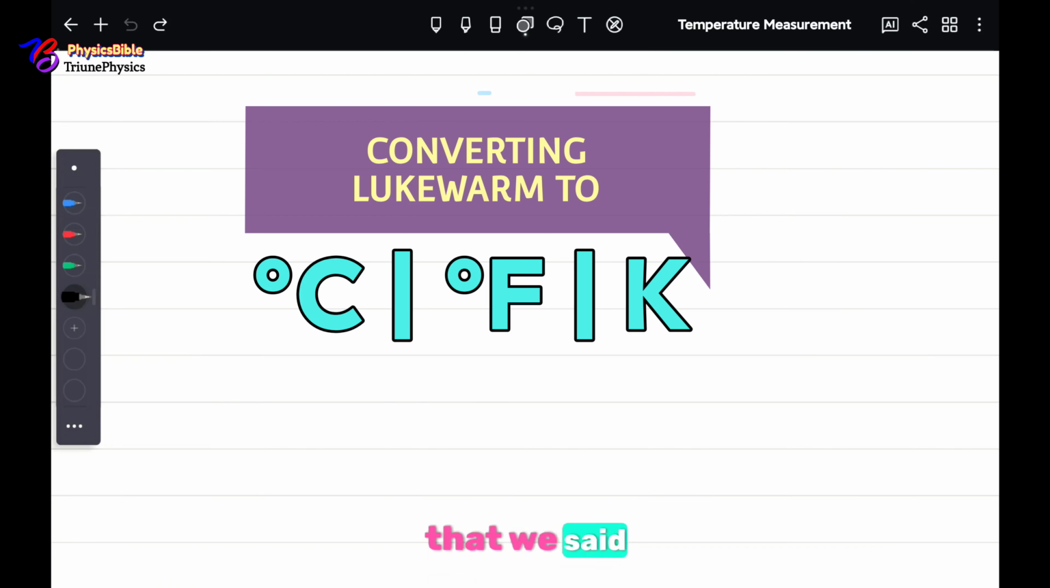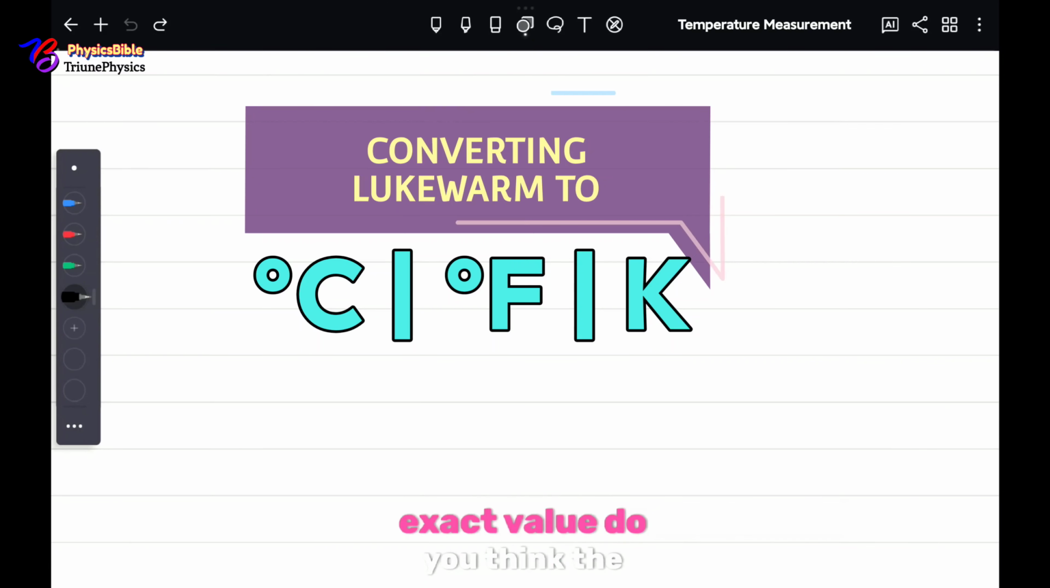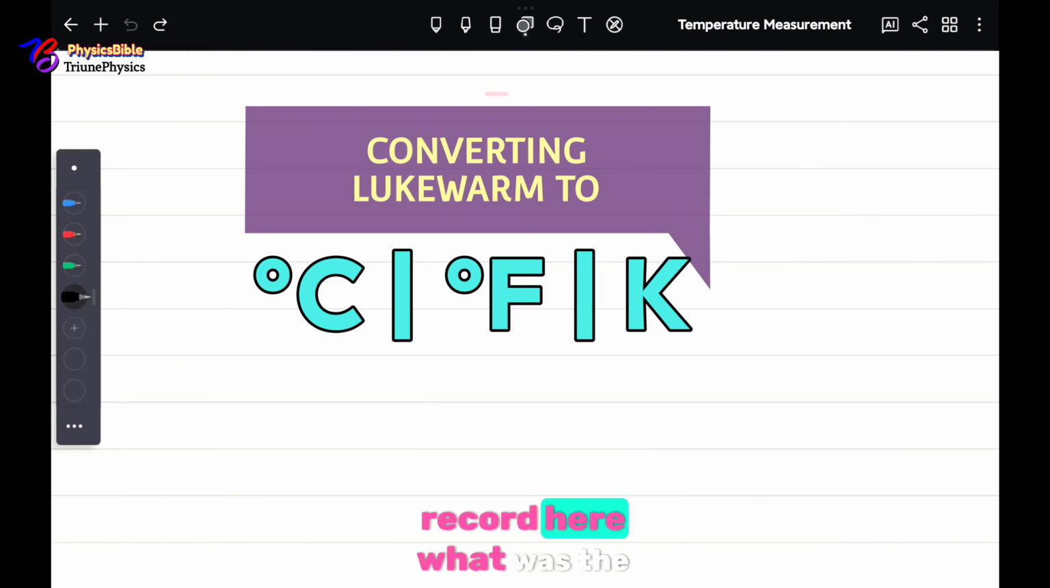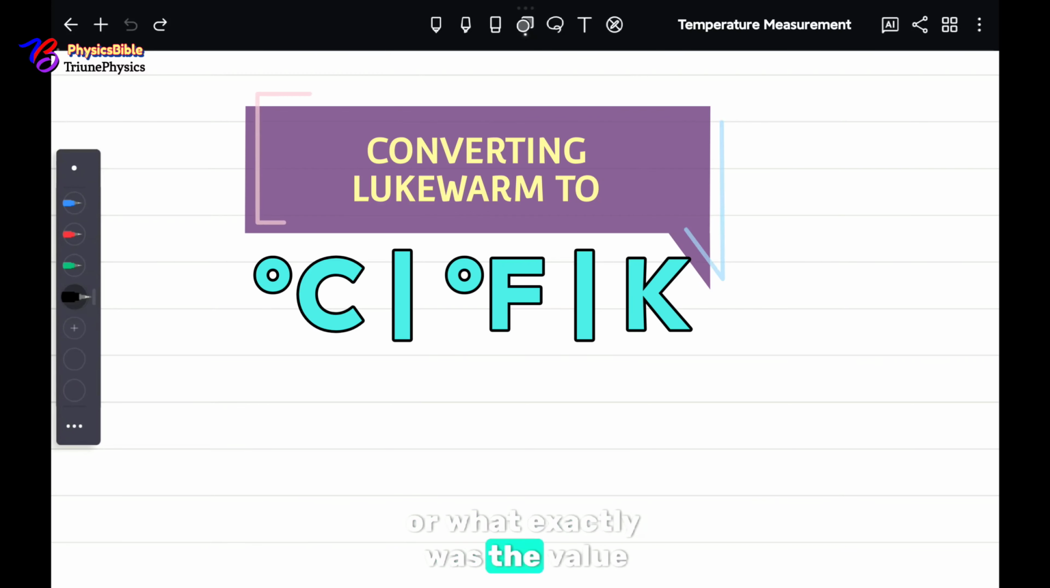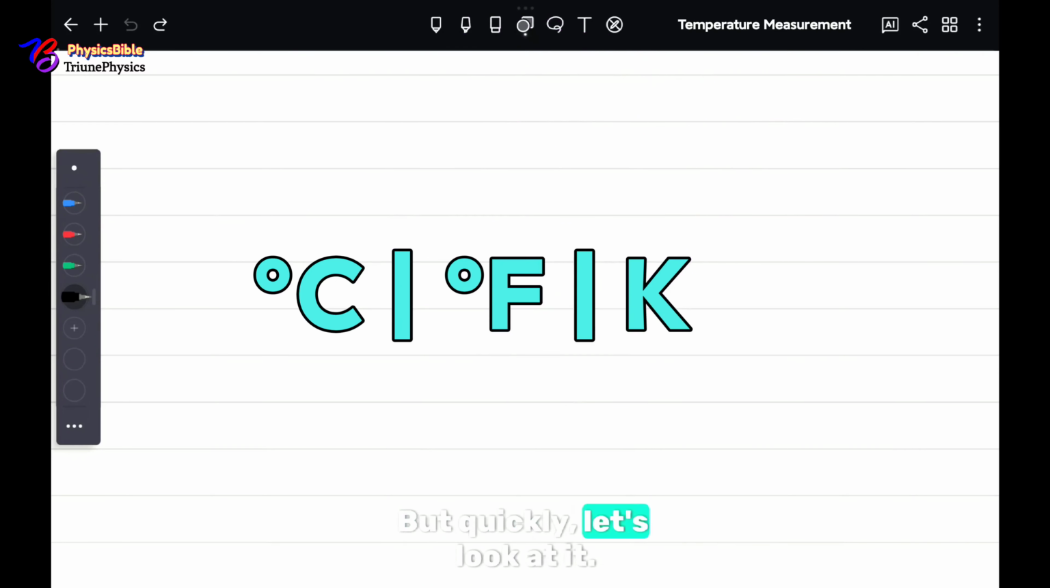Of course, recall that we said that in Revelation chapter 3, from verse 14 to 16, verse 16 especially says that, "So then, because thou art lukewarm." I want to ask you, what exact value do you think the divine thermometer was able to record here? What was the exact value? Was it 50 degrees of biblical temperature, or was it 50 degrees Celsius, or what exactly was the value of the temperature being measured in Revelation chapter 3 verse 16? But quickly, let's look at it.